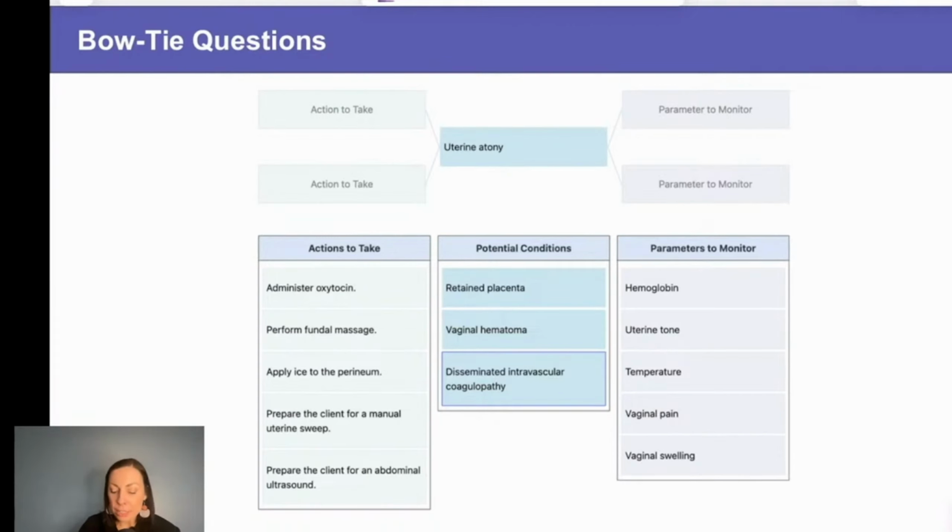So the first thing I like to do is think, what's my goal with uterine atony? What am I trying to do? What kinds of interventions do we want? We want to look for interventions that are going to slow and control the bleeding, right? Do we all agree? So let's keep that in mind as we go through all of our interventions.